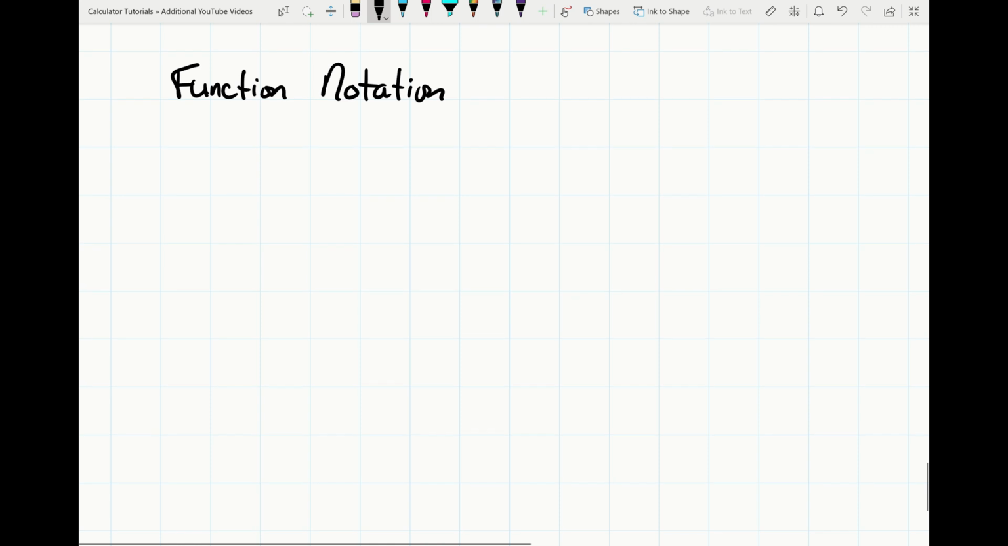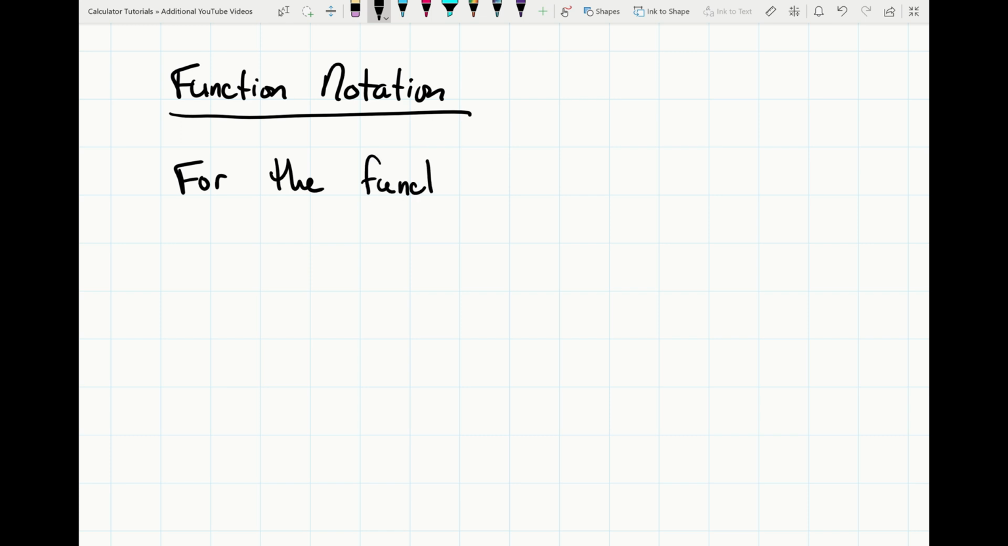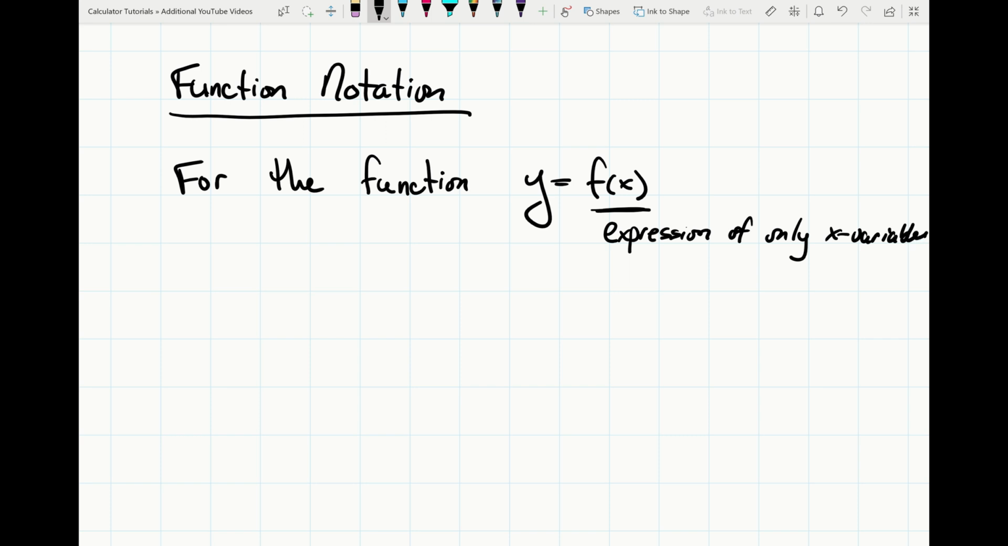So here's function notation right here. For the function, we'll call it y equals f of x. Now, what this is telling me is that I'm going to have an expression of only x variables. That's what that tells me. What we can say is f is the name of the function.